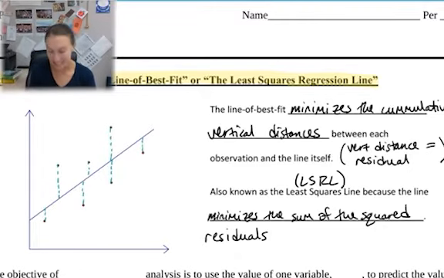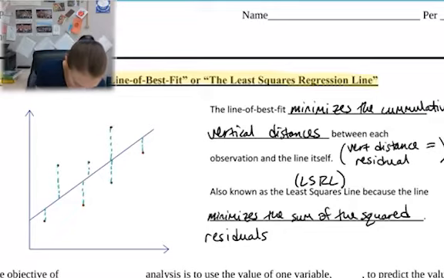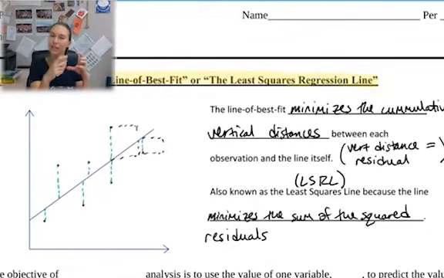And we call it the least squares because if you make squares out of those residuals like this, and you make a square for each one of those points, it's the line that minimizes the sum of those squared residuals. So it's a little bit more complicated, but it has the same idea.